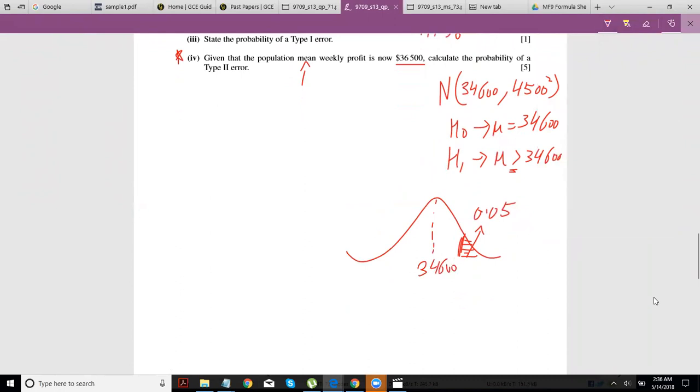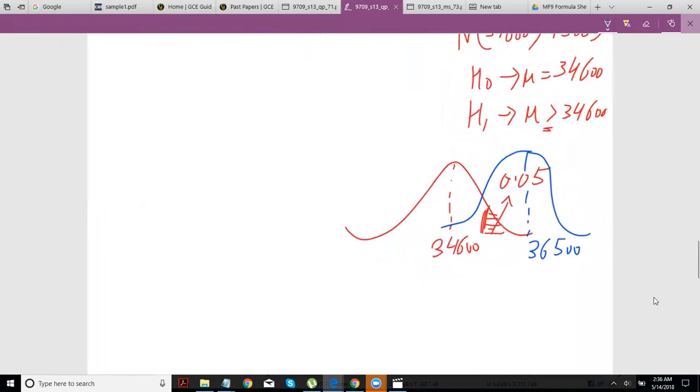34,600. Now they've given you that the mean is 36,500. So what's happening here is that there's another curve, very badly drawn, I know, and that has a mean of 36,500. And you want to find out the probability that any part of this curve falls in the acceptance region of your original curve, because your original curve is where you're carrying out the test.